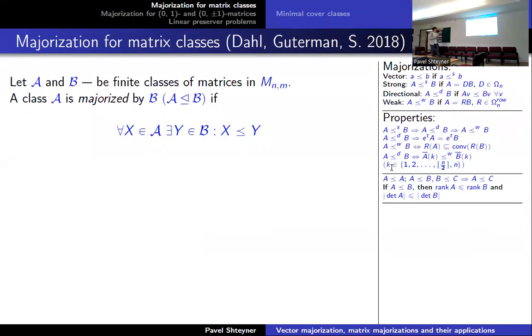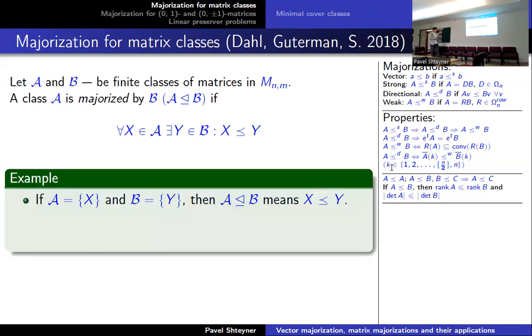So let's talk about our results. I will talk about three subjects of this majorization for matrix classes, or matrix sets. Let's say that A and B are two finite sets of matrices of the same size. Now we say that the class A is majorized by B if whatever matrix we take from the class A, we can majorize it by some matrix of class B. We fix some type of majorization and we define this. So for example, if A and B are one-element sets, then this majorization is simply matrix majorization. You can say that this is a natural generalization.